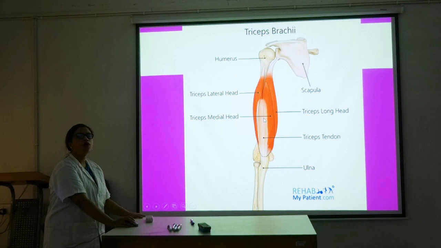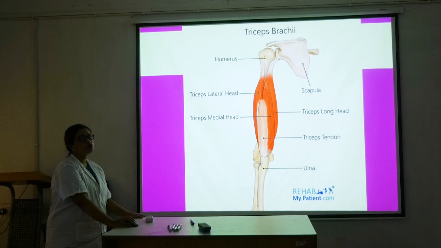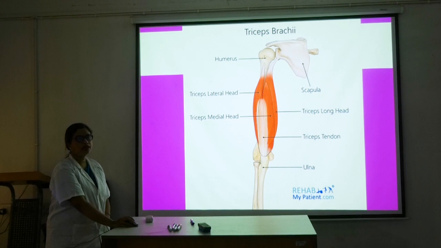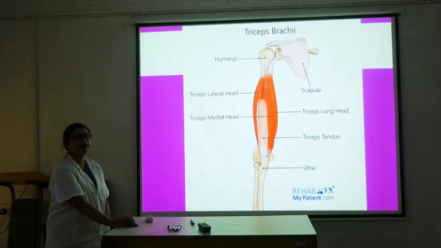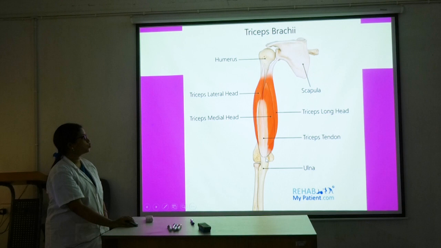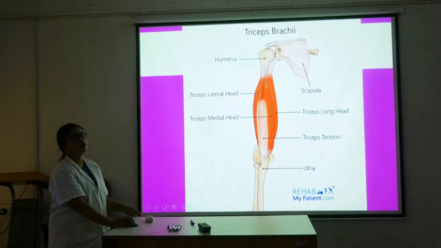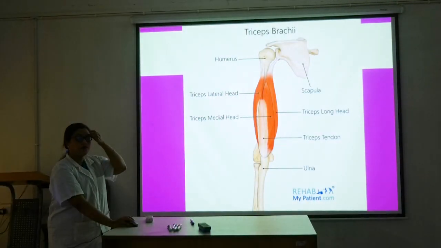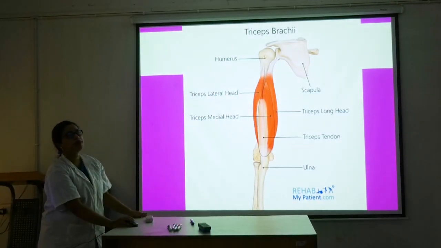Now tell me where it gets inserted. Olecranon process. How many surfaces does the olecranon process have? Five: superior, anterior, posterior, medial and lateral. So where do we see the triceps? It will be present on the superior surface of the olecranon process of the ulna. Okay, you have to mention the superior surface.